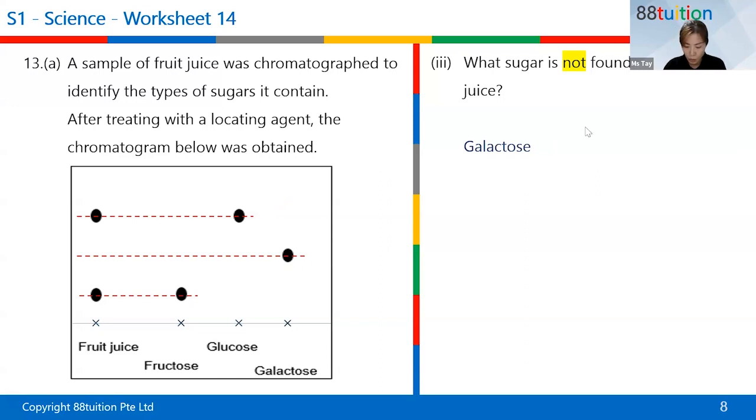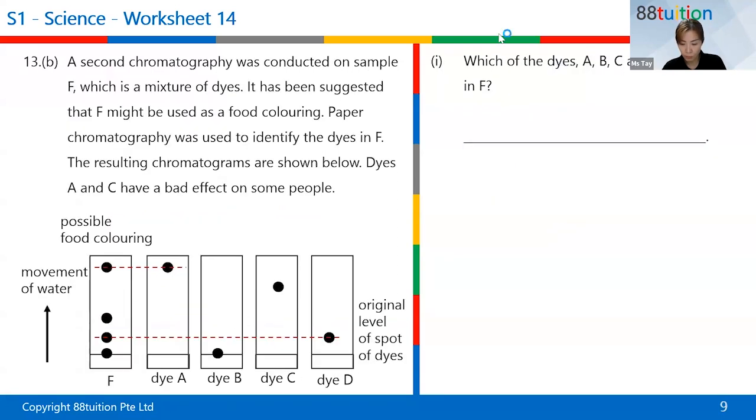Okay, so galactose is not found in this fruit juice. Question 13b, you have a second chromatography experiment carried out on sample F. F is a mixture of dyes. Okay, so it has been suggested that F might be used as food coloring. So if it is used for food coloring, it must be safe, isn't it? It has to be safe for people to consume. So therefore, you must carry out certain tests in Singapore.